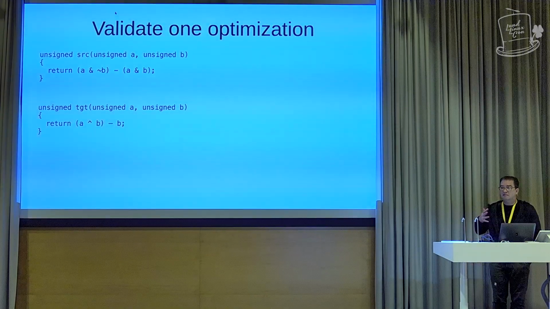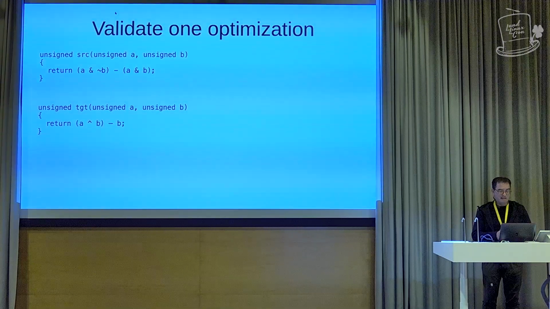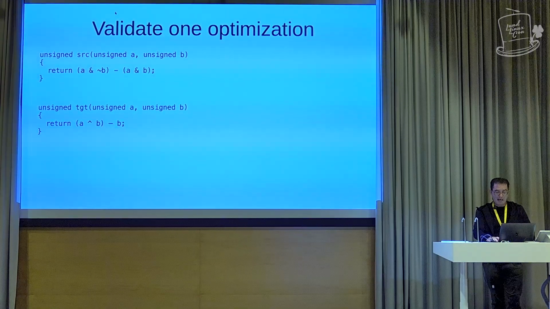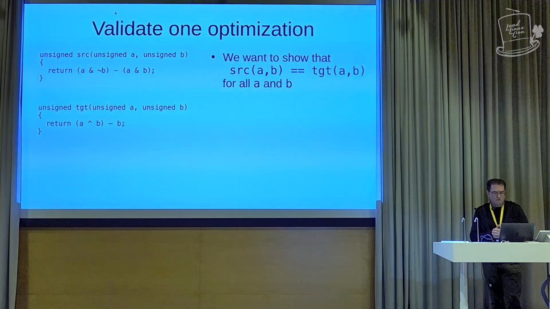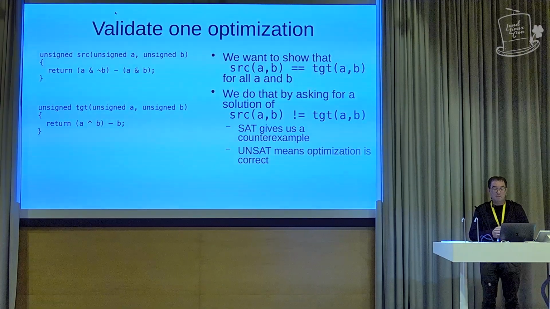To illustrate how to use the SMT solver, let's say we want to verify that our target function here is a valid optimization of the source function. This is, well, completely uninteresting bit manipulations, but anyway. What we want to show is that the return value of source is equal to the return value of target for all possible inputs. This is not a good equation to solve for because we want to show it for everything. So we instead ask the solver to give an example where they differ.